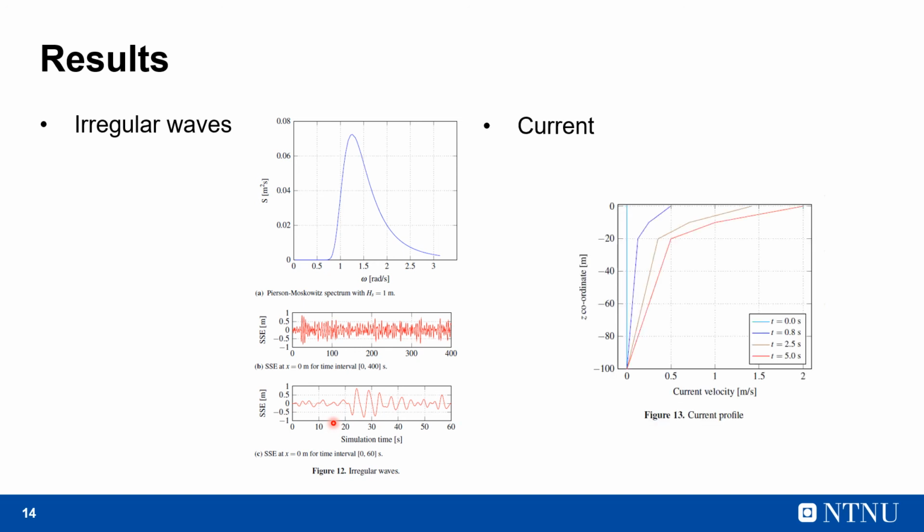We now look at the output of the current component model. We see that at t equal to 0 seconds, the current is 0 through the full depth of the water column. As the simulation time progresses, the current slowly develops to its full value at t equal to 5 seconds. Thus, we have looked at the results of the component models that we have developed.